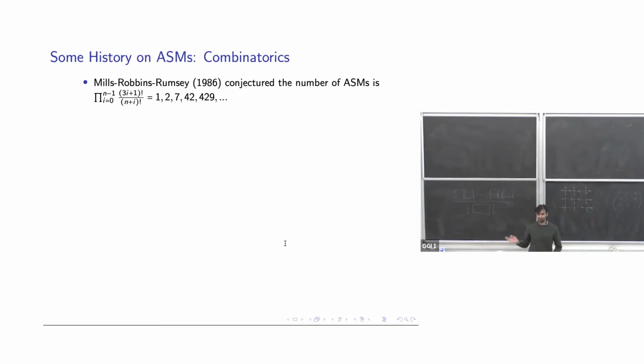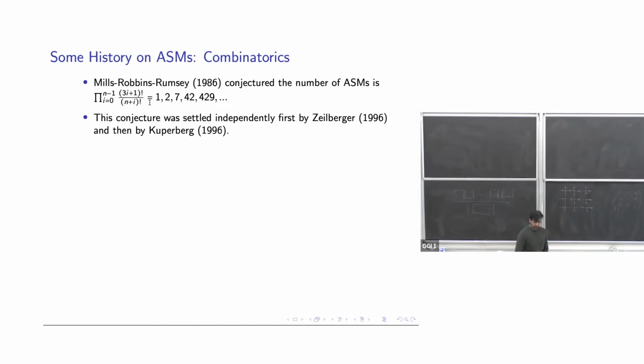Right, so let's flip back to combinatorics from where we started off. Mills, Rumsey, and Robbins conjectured that the number of ASMs, so the number of six-vertex configurations with these domain wall boundary conditions, has this really nice product form. So it's 1, 2, 7, 42, 429, etc. It took a while for this conjecture to be settled, but it was first settled by Zeilberger, who gave quite a long proof, and then by Kuperberg, who gave a much shorter proof.